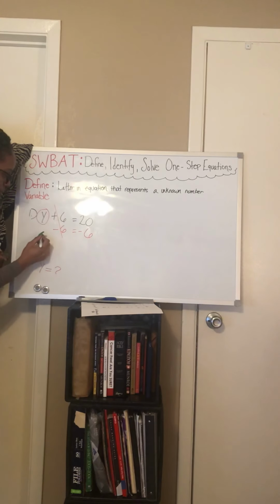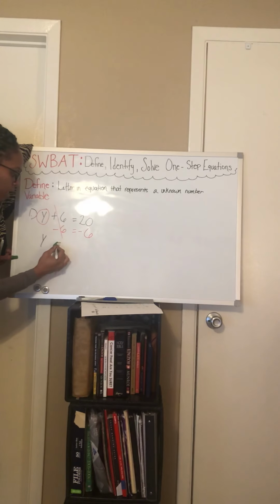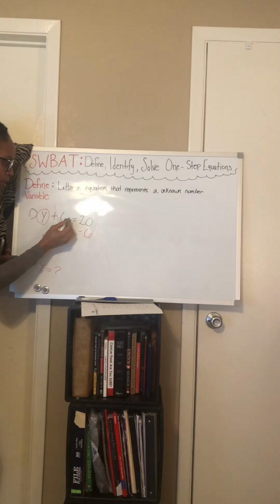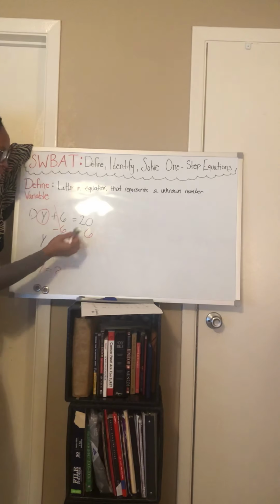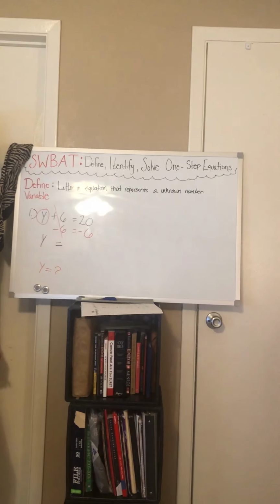Okay, so now we're going to rewrite what's going on right here. So we have y is still on this side of the equal sign. So we now have y equals. Make sure you keep your equal signs throughout your equation. That way we don't get lost. Make sense? Good. Okay, so now we have 20 minus 6. Who in here can tell me what 20 minus 6 is? I'll give you a second. Yes. 14. Correct. Good.